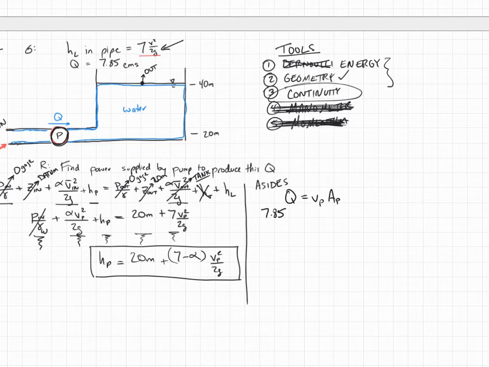What is CMS? A lot of people get this wrong on my tests, and it's always very frustrating. They see CMS and they think centimeters per second. Well, this is a Q. Is Q measured in centimeters per second? No, it's measured in cubic meters per second, or volume per time.